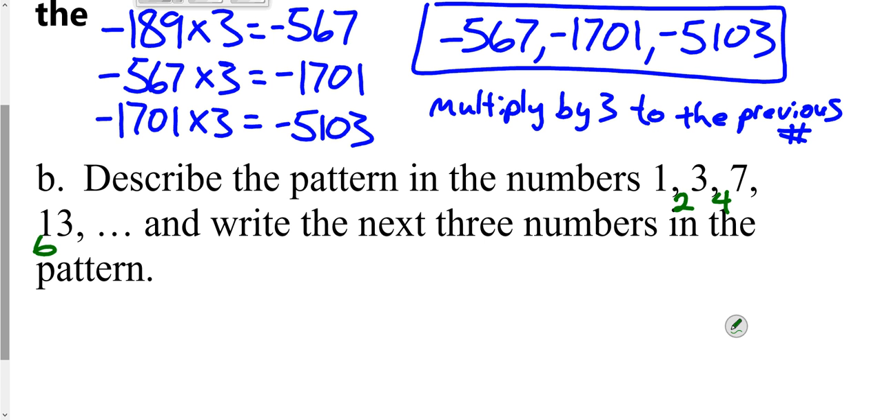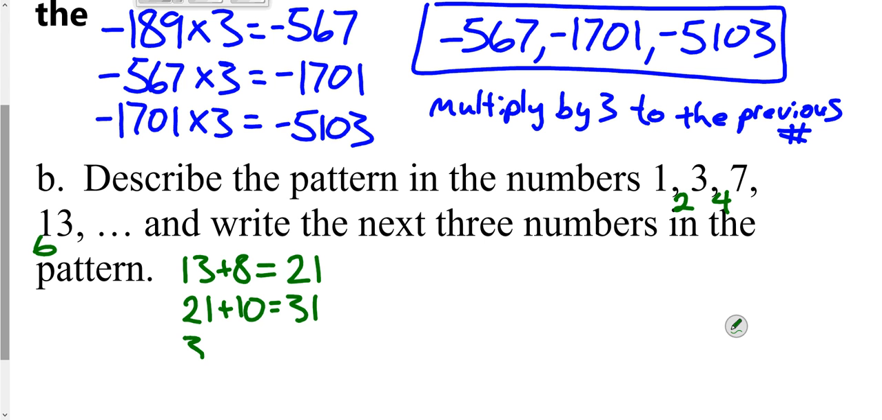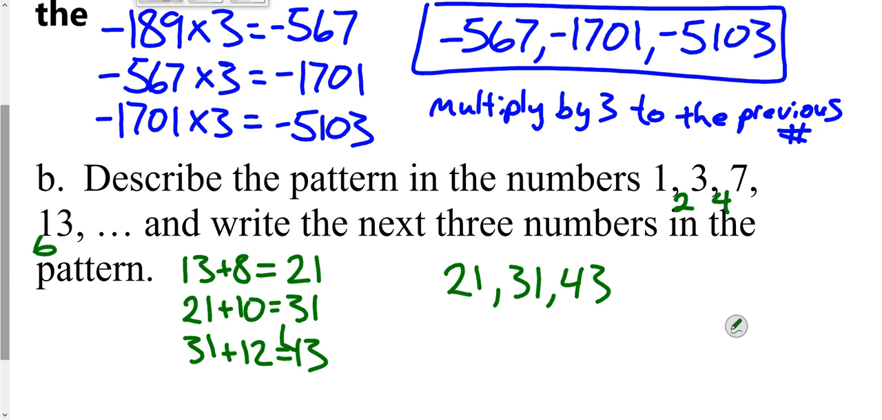So we would say 13 plus 8 gives us 21. And then 21 plus 10, we're still going up by 2, will give us 31. And 31 plus 12 will give us 43. So our next 3 numbers in the pattern should be 21, 31, 43.